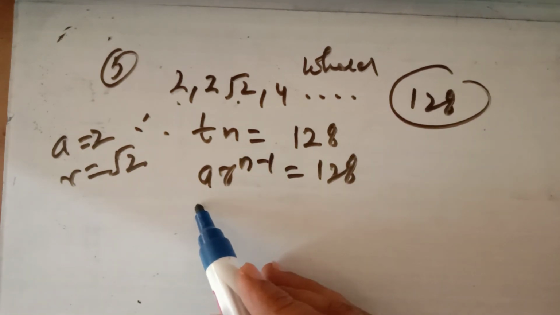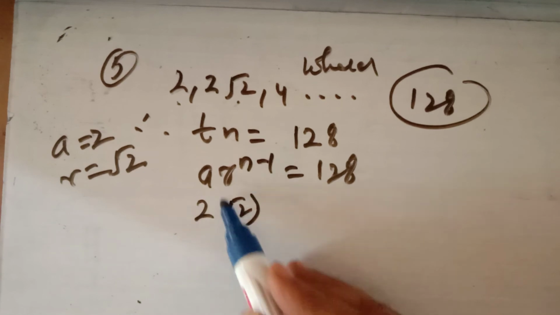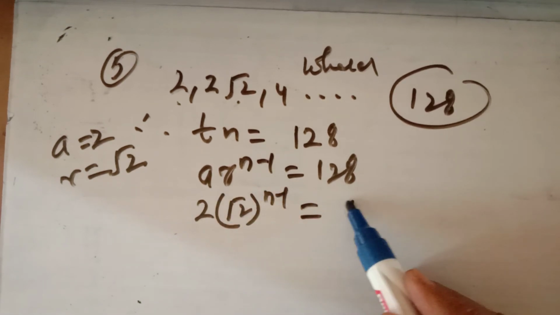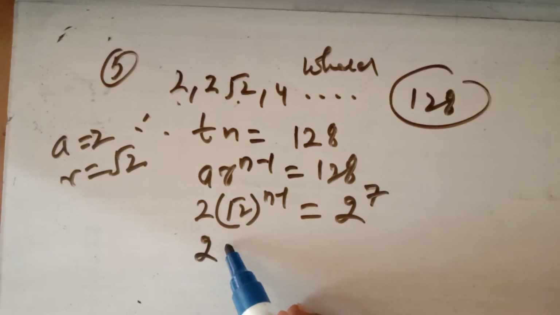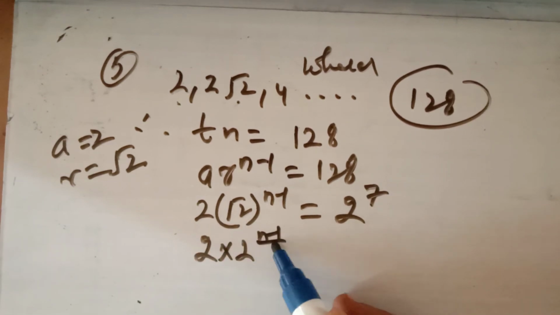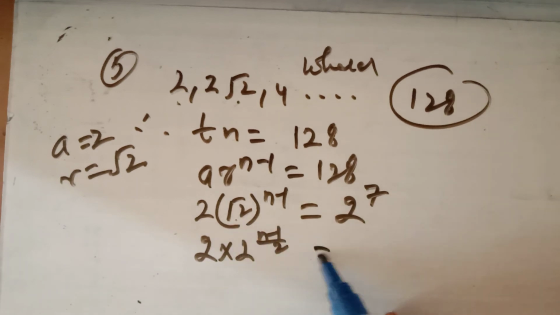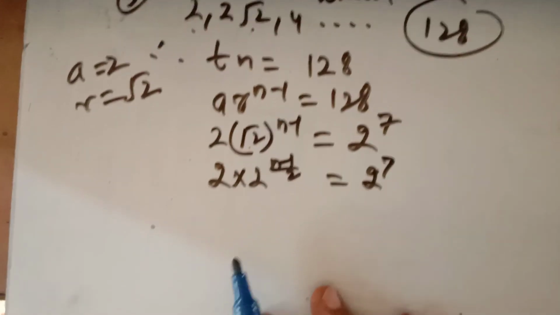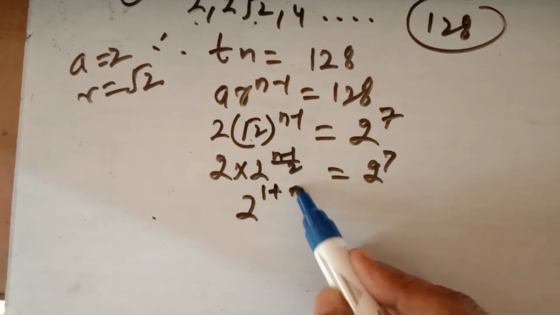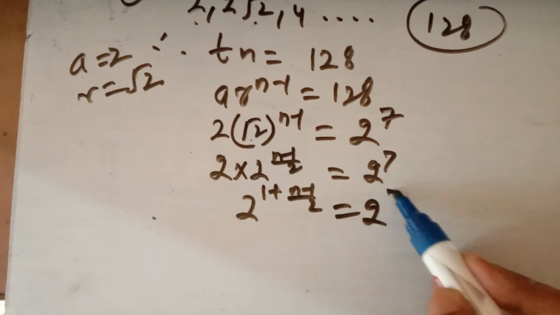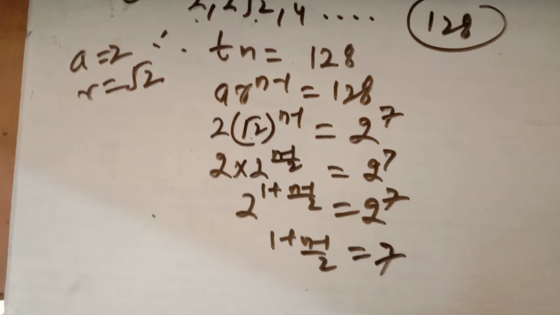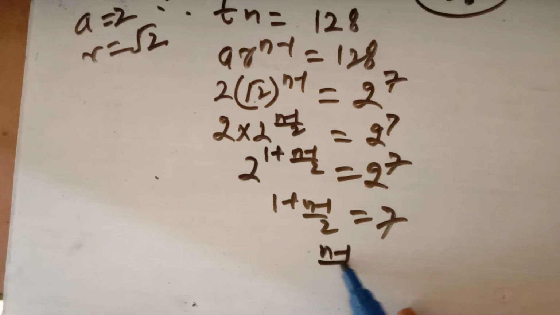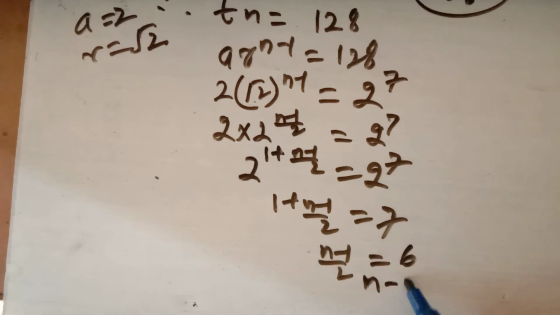Replace the value of a, which is 2 root 2 raised to n minus 1, and this is equal to 2 raised to power 7. On multiplication, their powers will be added. 2 raised to power 1 plus n minus 1 upon 2 is equal to 2 raised to power 7. So 1 plus n minus 1 upon 2 is equal to 7. When the bases are same, their powers will be equal. So n minus 1 upon 2 is equal to 6. n minus 1 is equal to 12. So n is equal to 13.